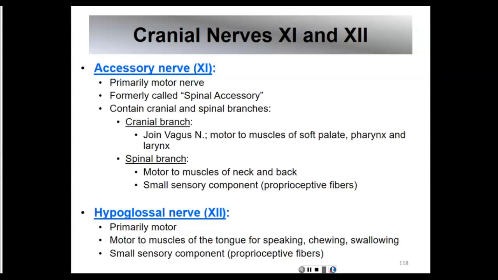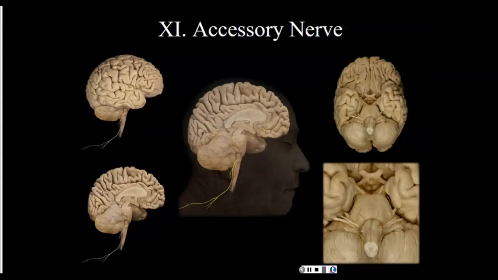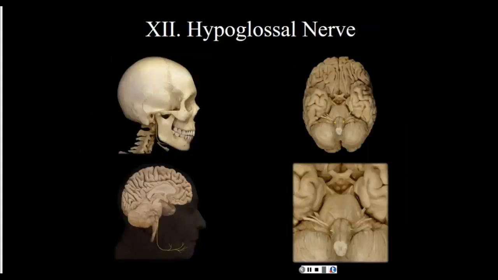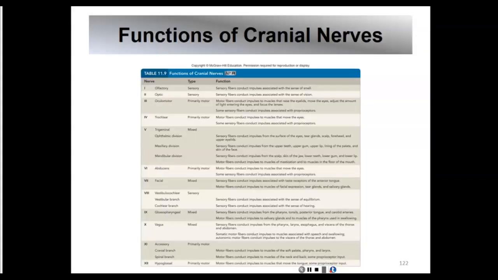Number 12, the last one, hypoglossal. We see the word glossal again, and that means tongue. This is motor. So motor to muscles of the tongue for speaking, chewing, and swallowing. And there's a little bit of sensory in there too. So that's your cranial nerves. Here's accessory and hypoglossal. Here's a little chart.